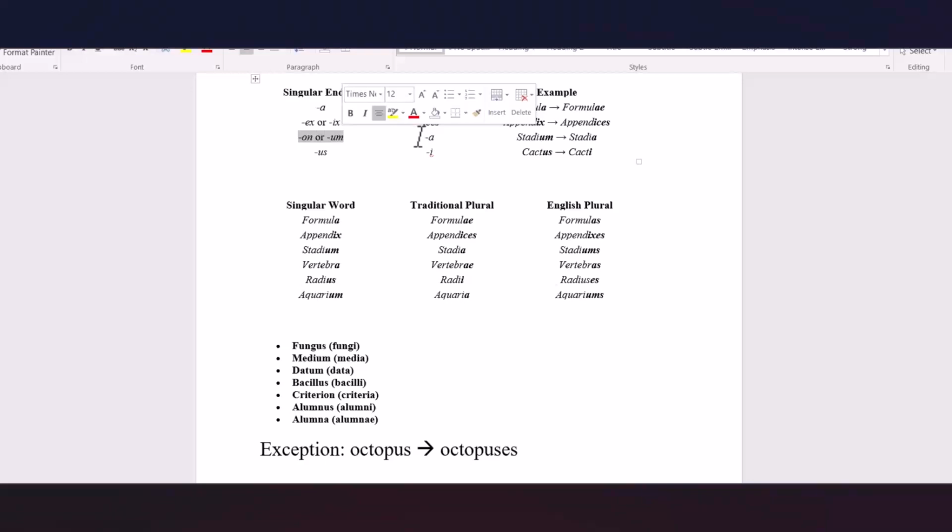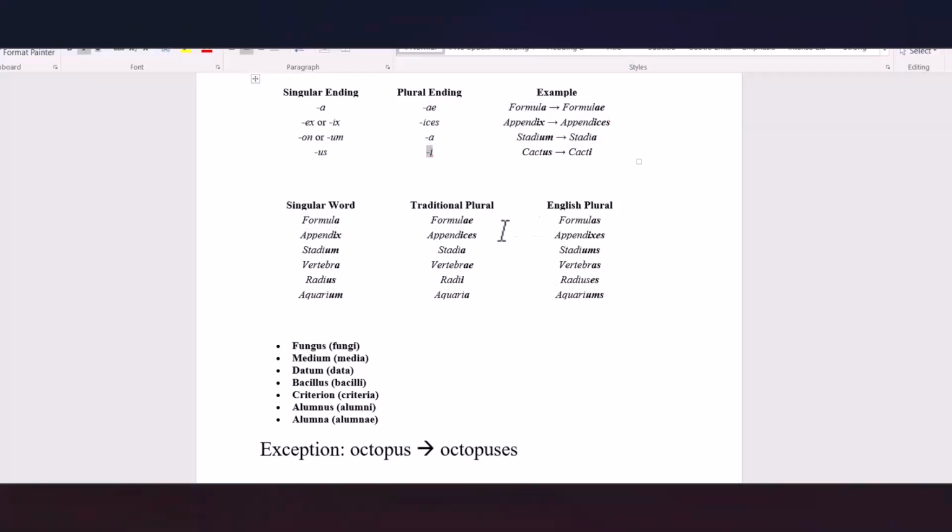For words ending in ON or UM, we replace these letters at the end of the word and add A. For example, stadium, stadia. For words ending in US, we replace this US with I to make the word plural. Cactus, cacti. Nucleus, nuclei. Other examples, formula, formulae.